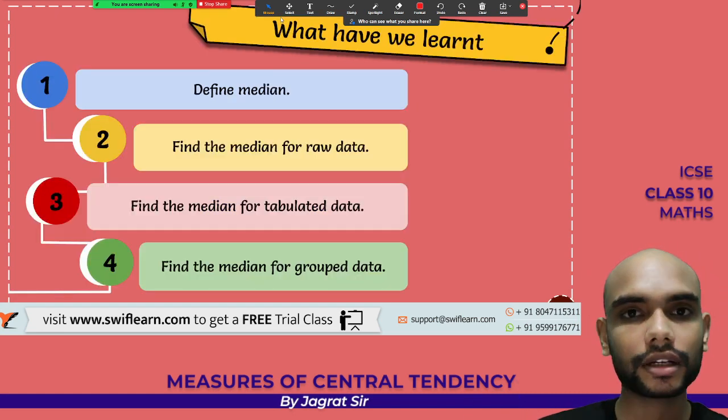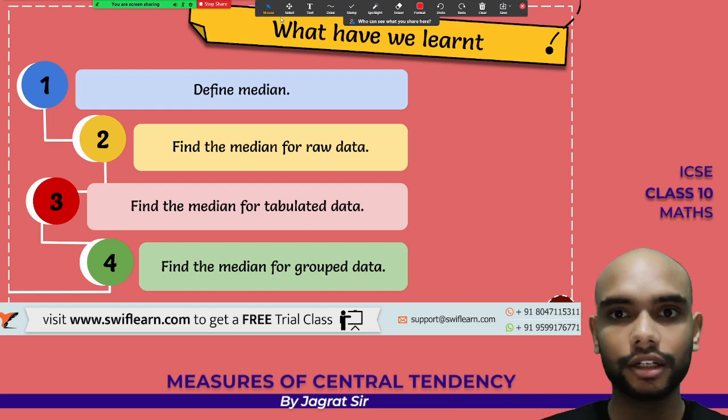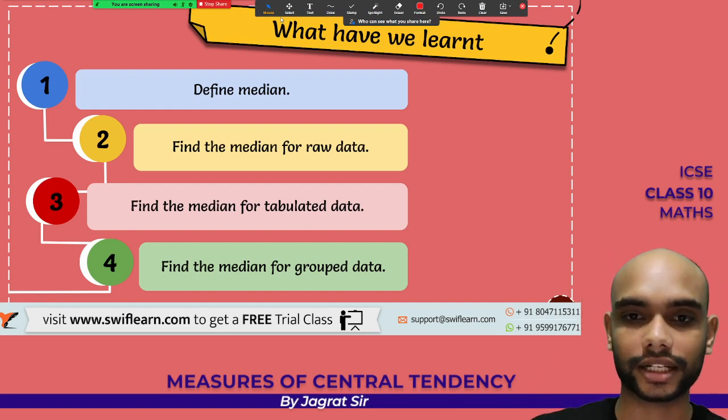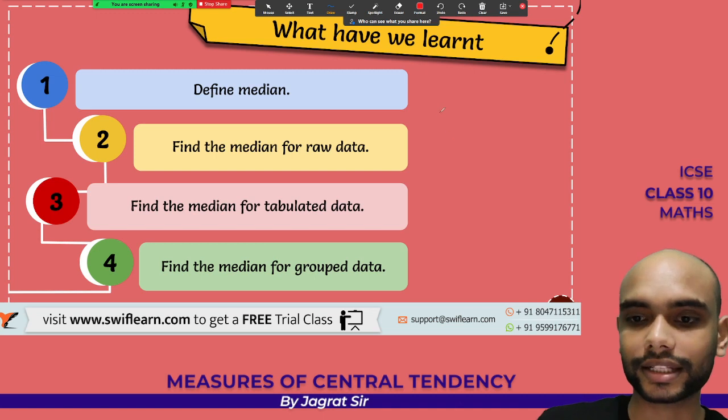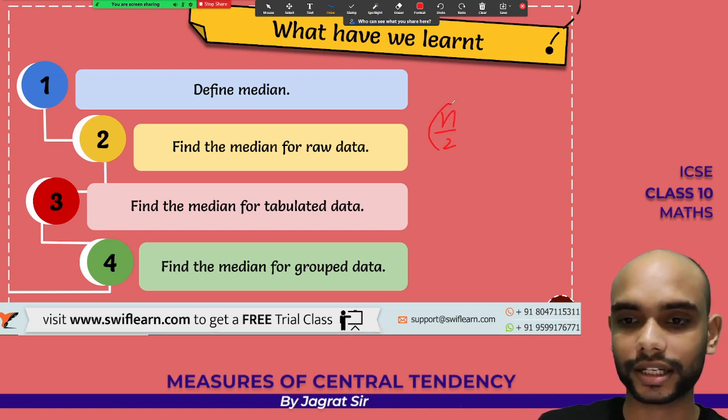Okay, now moving to grouped data. In grouped data, you had two things. One was the ogive method, where this n upon 2 is needed. But how will you get n upon 2 when the data is like 10 to 20, 20 to 30? So there were two methods. One was the formula method.